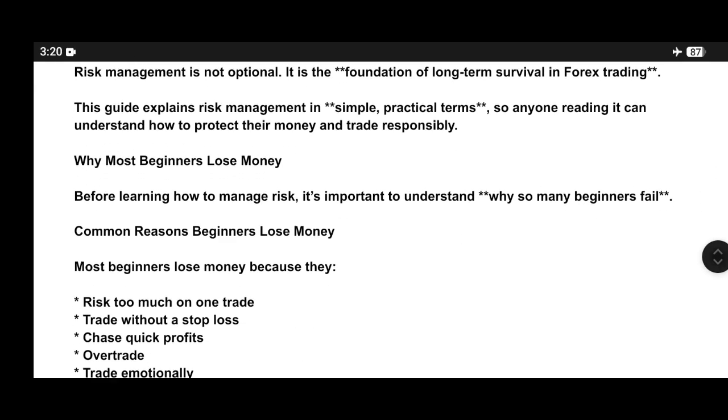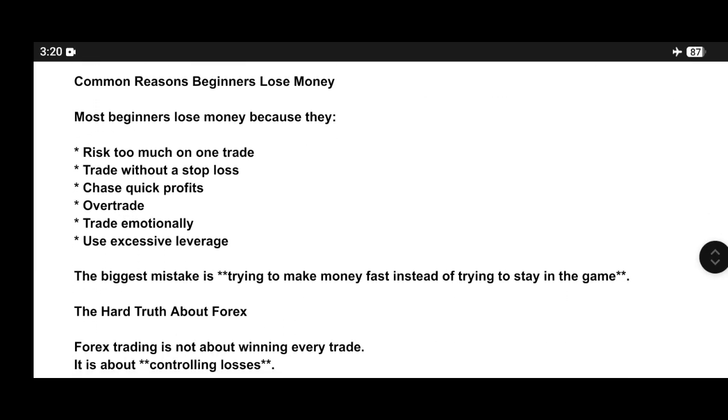Why do most traders lose money? Before learning how to manage risk, it is important to understand why so many beginners fail. A common reason is this: most beginners lose money because they risk too much on one trade. They trade without a stop loss and they chase quick profit. They overtrade, they trade emotionally, and they use excessive leverage.